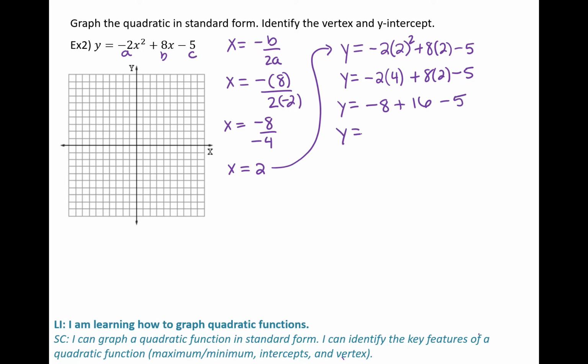And then we go through and add and subtract across. Negative 8 plus 16 is 8, minus 5 is 3. So I get a vertex at 2, 3. I'm going to put that on my graph, over 2, up 3. And as soon as I put my vertex down, I'm going to graph my axis of symmetry, which I know always goes through the vertex, just like that.